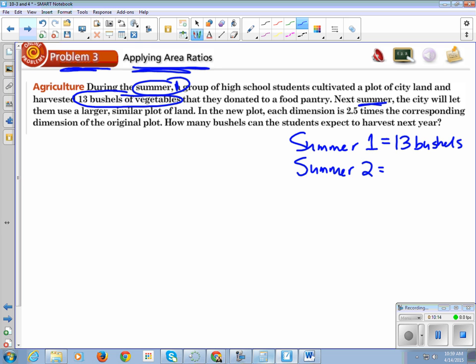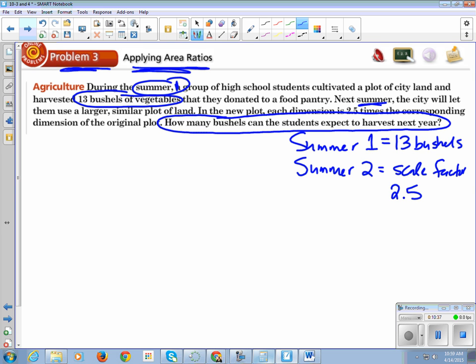In the new plot, each dimension, so then I would write scale factor, is 2.5 times the original plot. How many bushels can the students expect to harvest next year? And then I would write definitely the question. How many bushels can the students expect to harvest next year?